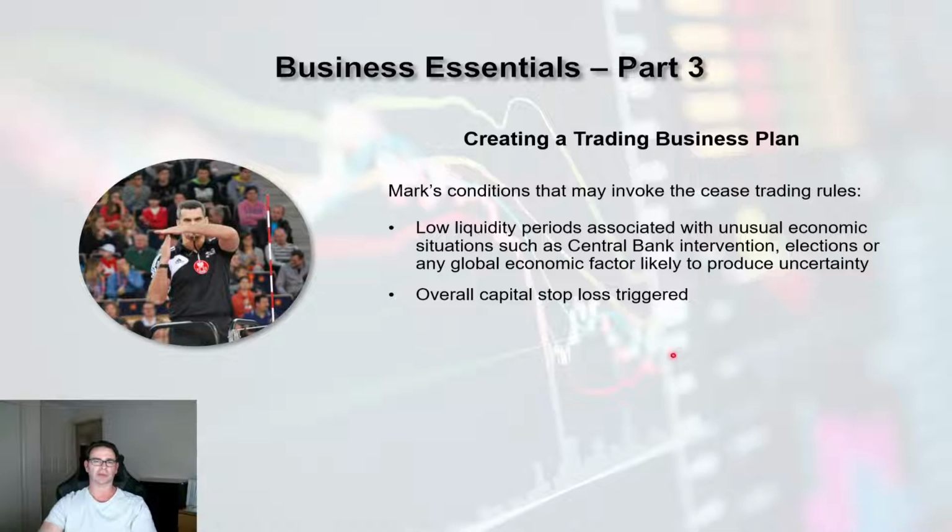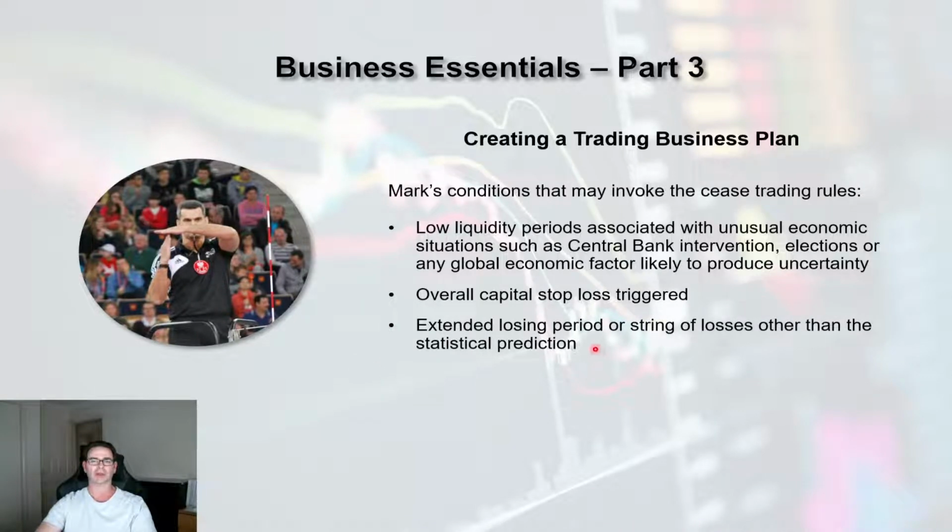What else could invoke ceasing trading? Overall capital stop loss triggered. If you have a 10-12% stop loss on your overall capital, that could invoke your cease trading. Or it could be an extended losing period or a string of losses beyond the statistical prediction. If you know that your losing period, say, you might lose a week out of a month, and you've gone into a week and a half, 2 weeks, now we know that something's up. Or if your string of losers is, let's say, 6 in a row, and now you're sitting at 7 or 8, that should invoke cease trading. And obviously you need to find out what's caused this. If this is just a bit of an outlier and you've done everything correctly, then you may resume trading.